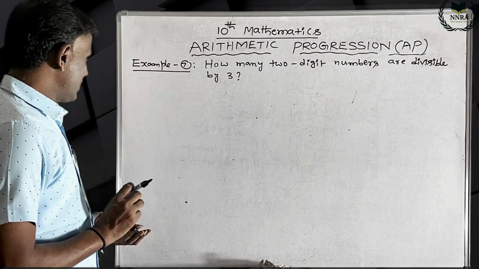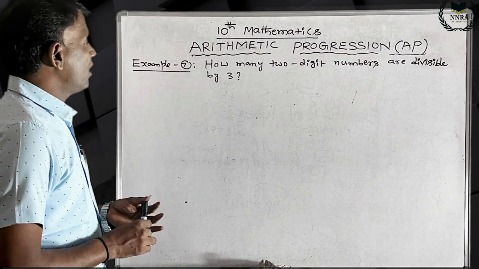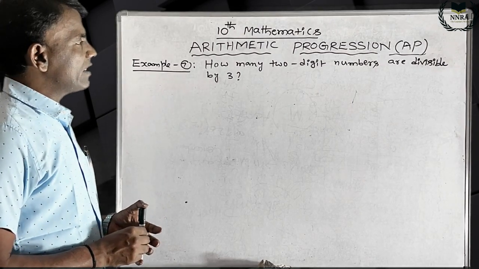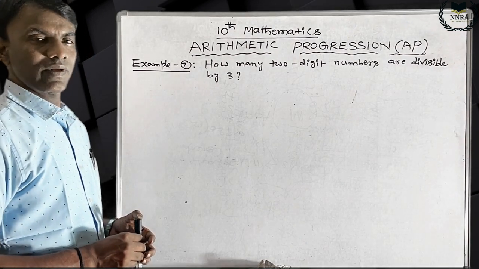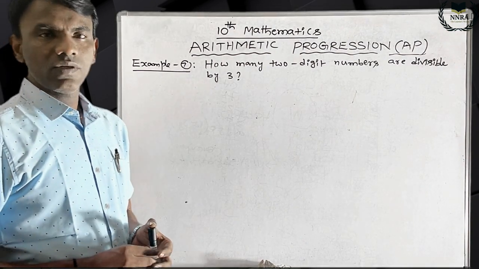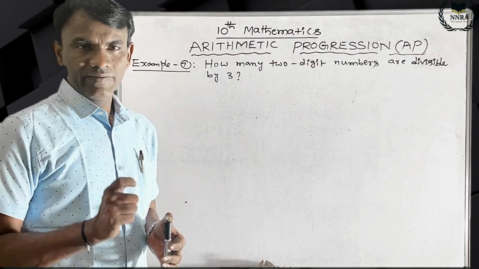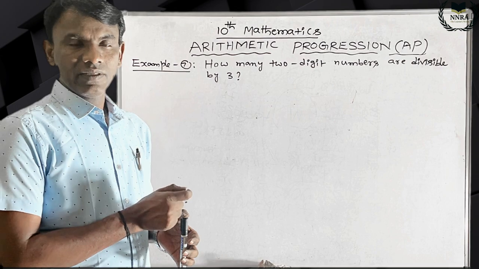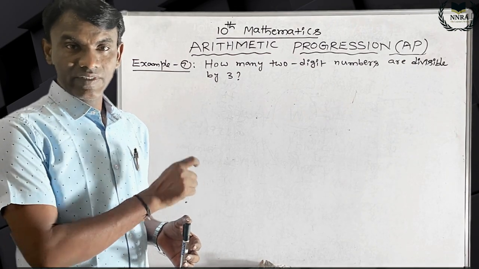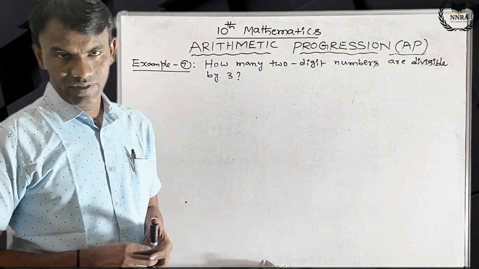Okay, now example number 7. How many two-digit numbers are divisible by 3? So we want two-digit numbers, that is, which numbers are divisible by 3. How many are there? That is the question. That is the meaning of the given question.